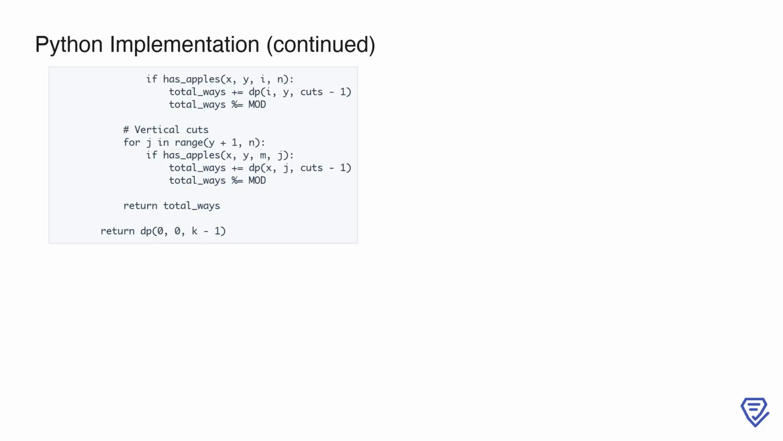Similarly, we handle vertical cuts by iterating over all possible columns to the right of the current position. For each potential vertical cut, we check if the left region contains apples. If valid, we make another recursive call to dp with the updated column index and one fewer cut. Again, the result is added to total_ways, followed by the modulo operation. Finally, we return the total number of ways to cut the pizza, starting from the top left corner, 0, 0, with k minus 1 cuts remaining. This approach ensures that we explore all valid combinations of horizontal and vertical cuts while leveraging memoization to avoid redundant calculations and improve efficiency.